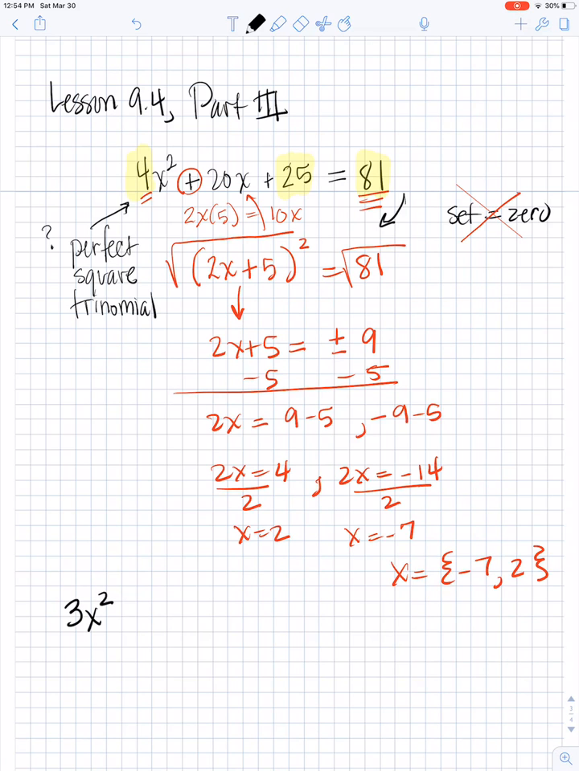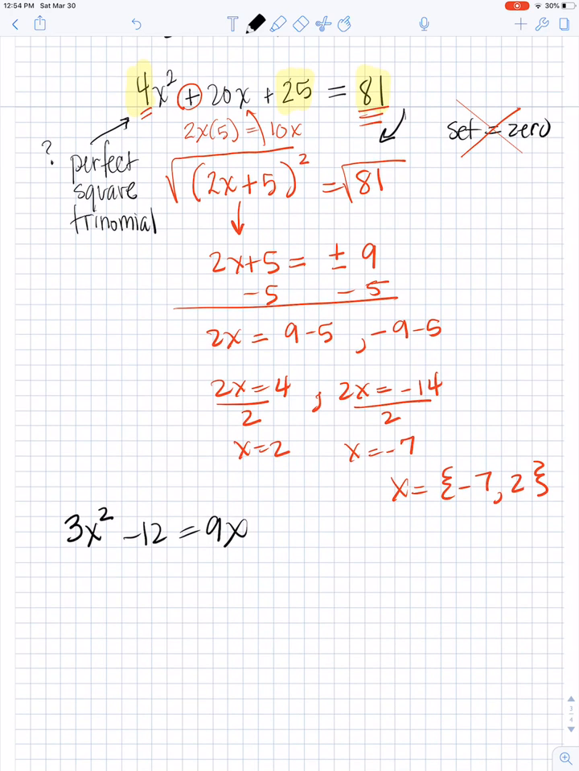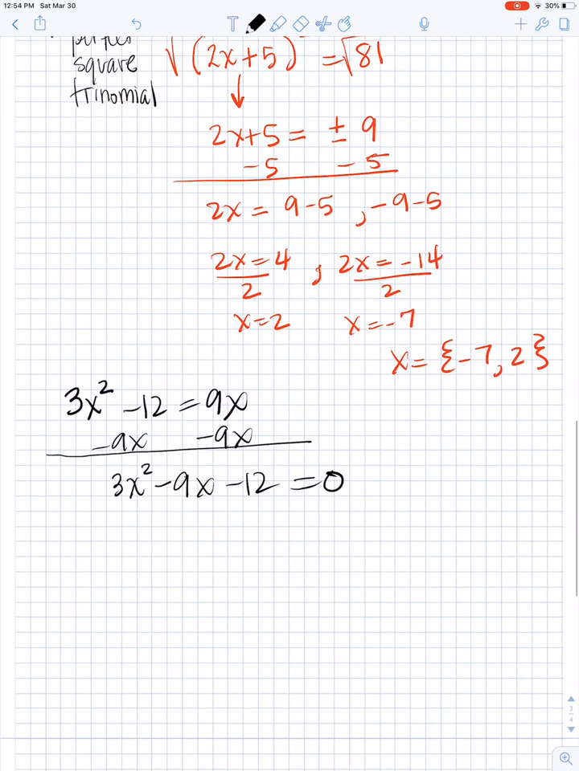I have 3x squared minus 12 equals 9x. If we're thinking that we might want to use the zero product property for this one, then we'd go ahead and put this thing in descending order: 3x squared minus 9x minus 12 equals 0. So we've put that in standard form, and now we're going to look at the factors of negative 36 with the sum of negative 9, and you guessed it, that would be negative 12 and positive 3.